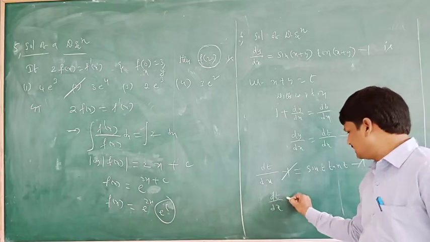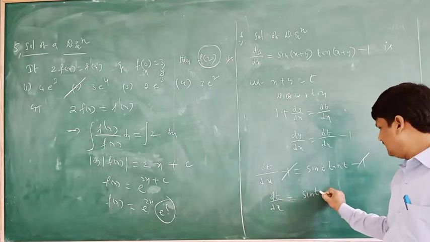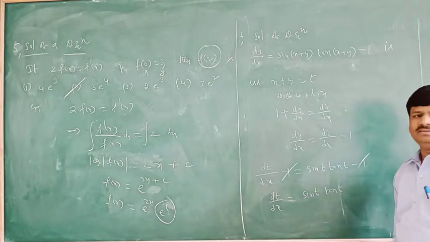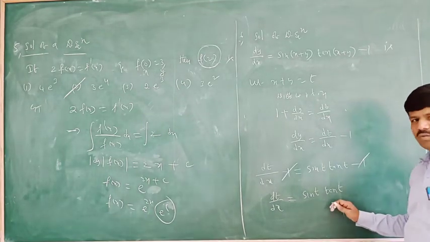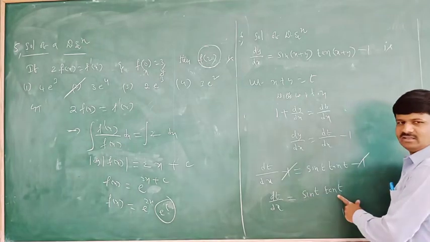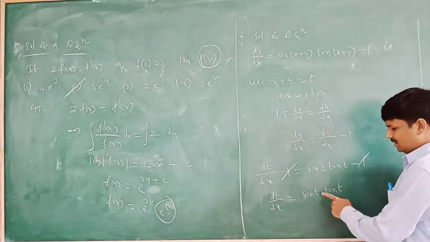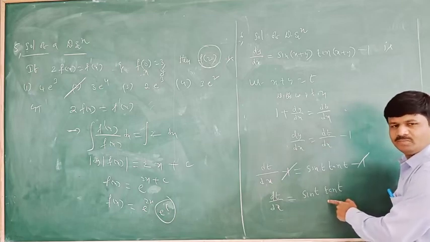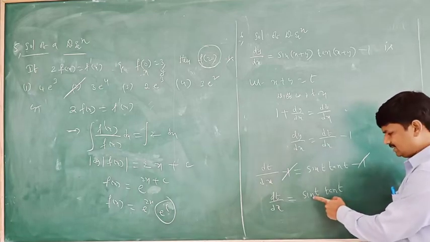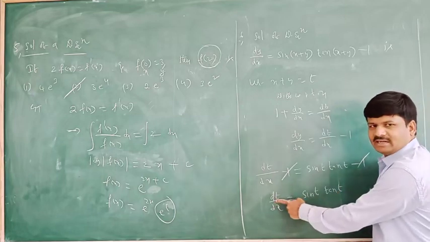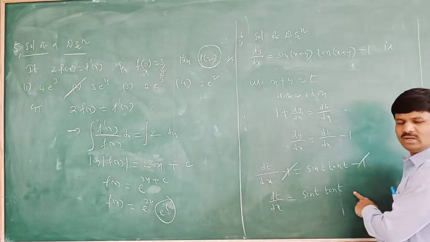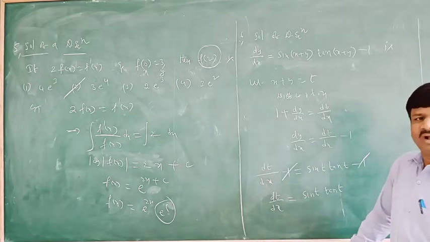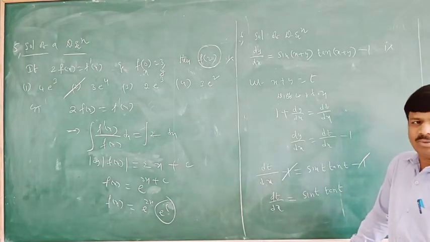Then dt by dx is equal to sin t into tan t. I got it like this. Here only terms in t are there, and there are no terms in x. So can you separate this? Yes, because it is a t term, you can keep it with dt, and only dx remains. That means it converts into the variable separable method.